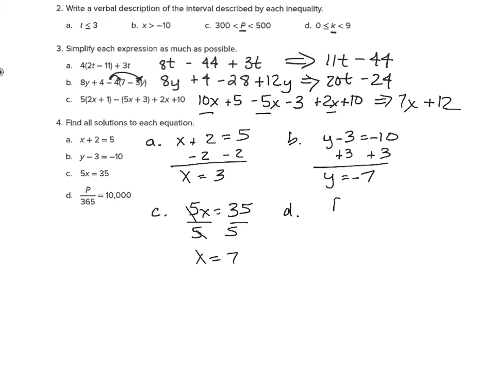And then D, we have P divided by 365 equals 10,000. All right, what are they doing to P? They are dividing it by 365. How do we undo that? We multiply both sides by 365. So P equals 3,650,000.